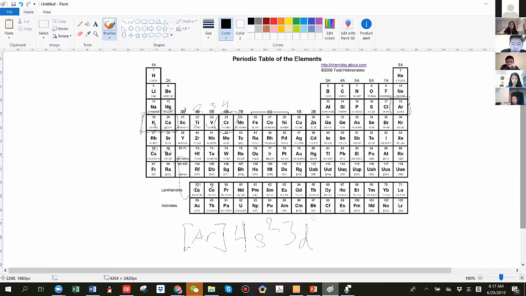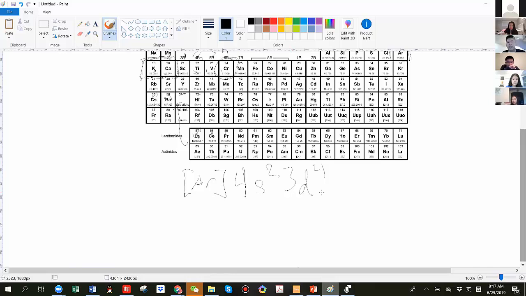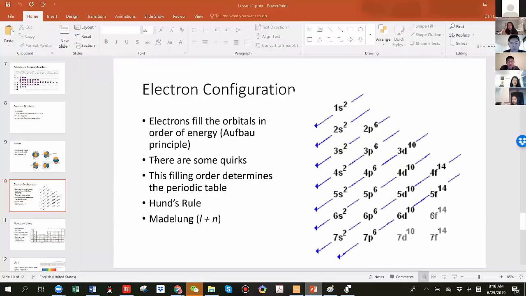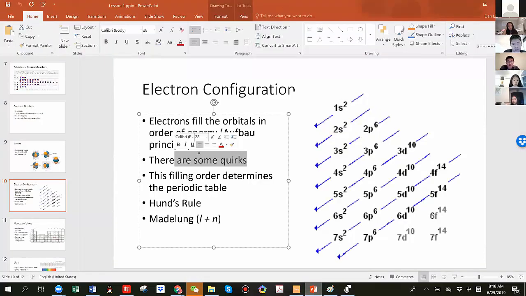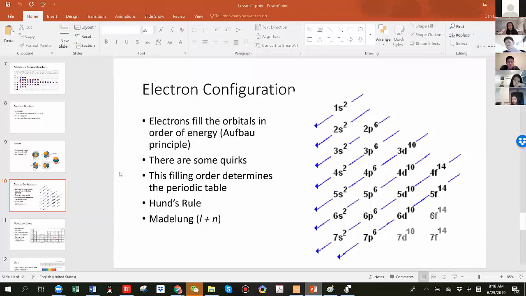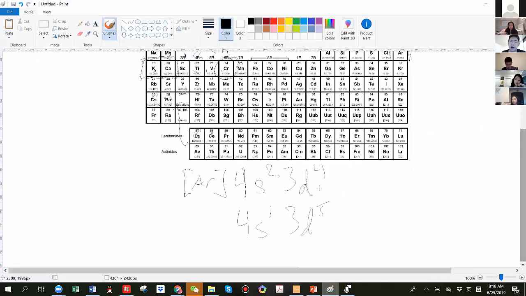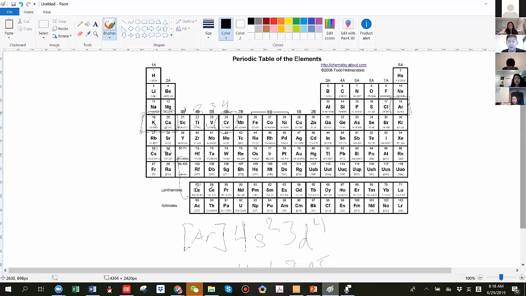And oh, I just realized that chromium is a bad example. So this is the predicted electron configuration for chromium. In reality, it's 4s1 3d5. And this is one of the quirks I was talking about earlier. See, there are some quirks. This is just one of those rare exceptions to the order. I've memorized them, but you don't need to memorize that. Maybe sometime later, if we have time, we can talk about why these exceptions arise.